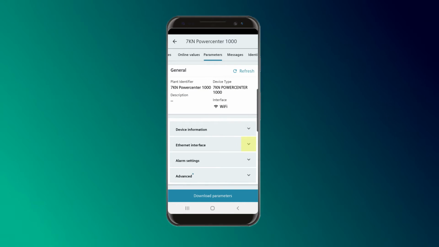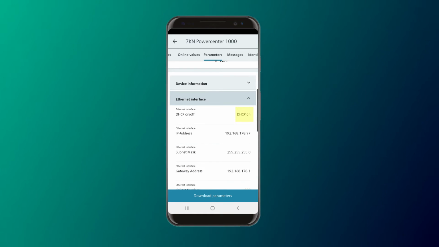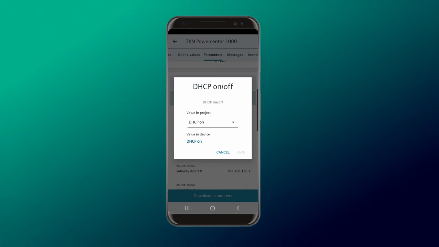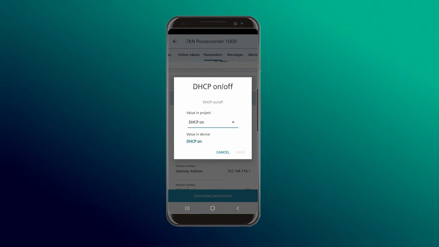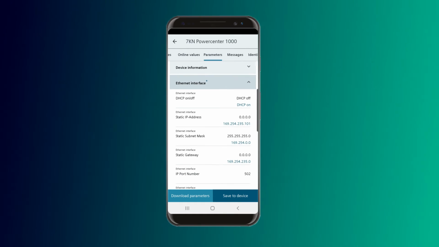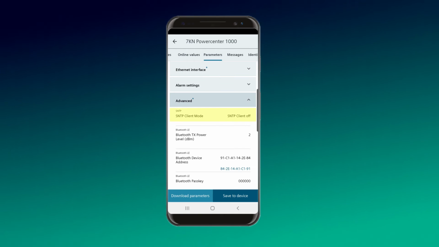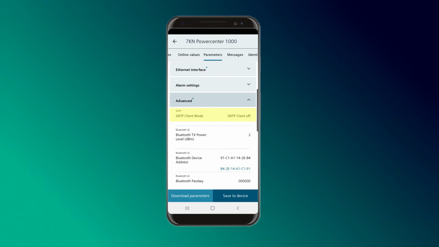The parameters of the Ethernet interface are specific to the 7KN PowerCenter 1000. A static IP address can be set via Bluetooth or the PC software if the DHCP function is deactivated. The SNTP server for the cyclic time synchronization can be found under Advanced.